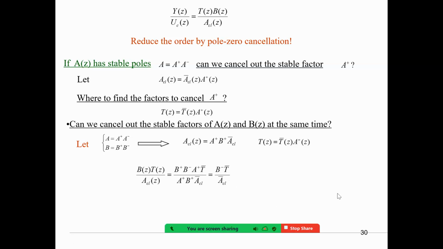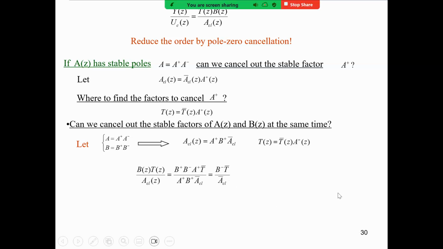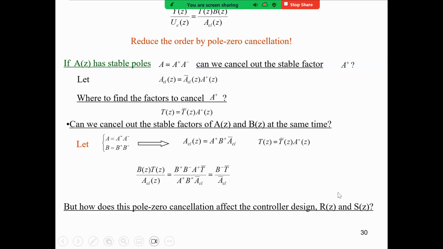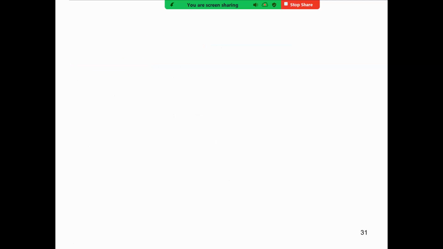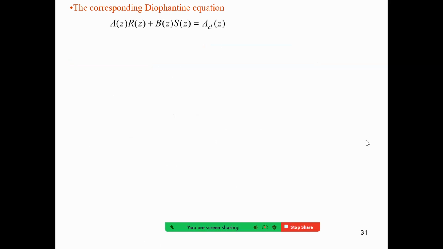But you will say, okay, how would this cancellation affect the design of the controller? Will that simplify the controller design or not? Okay, let's look at the corresponding Diophantine equation when we try to cancel out the stable poles and zeros. Because we want to cancel out both the stable poles and zeros, we include A plus and B plus inside the closed loop, on the right side. Now we write out the poles as a stable pole times unstable pole, and the B stable zero times the unstable zero.